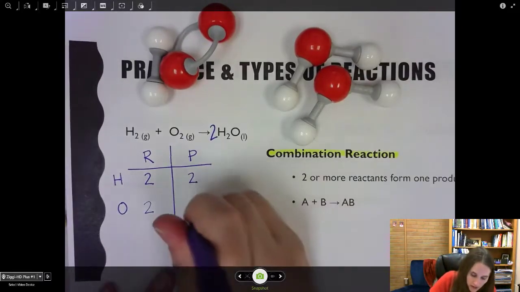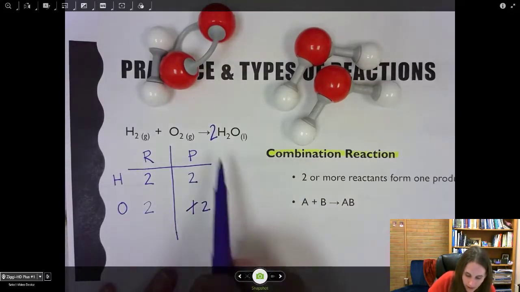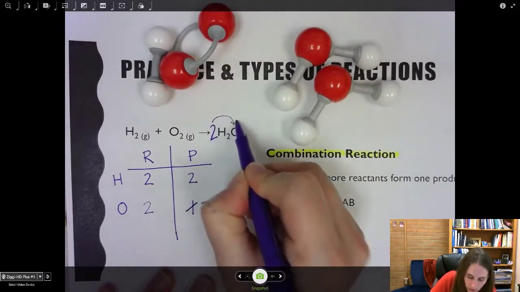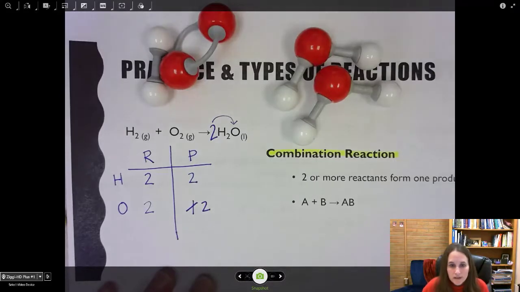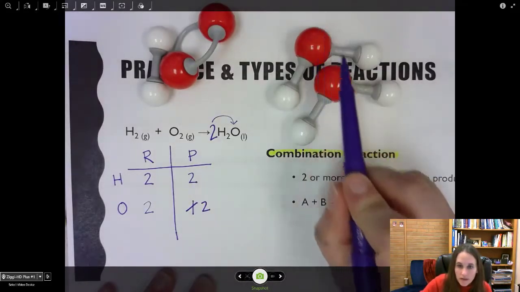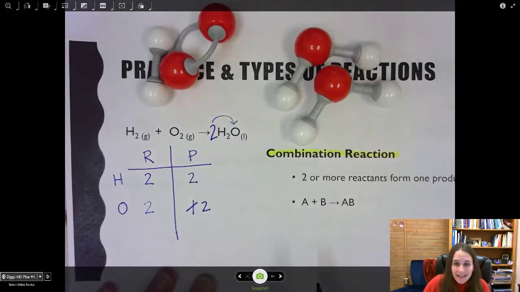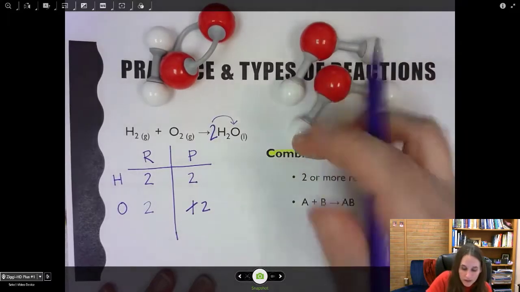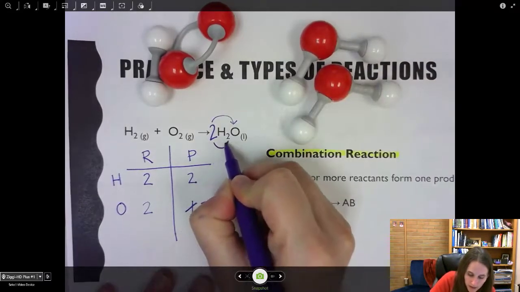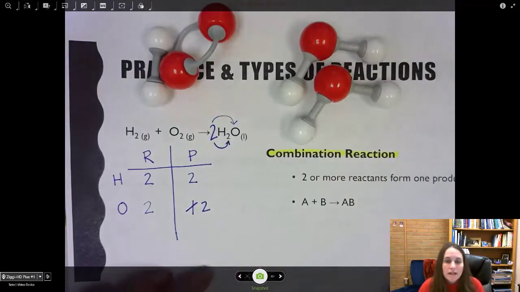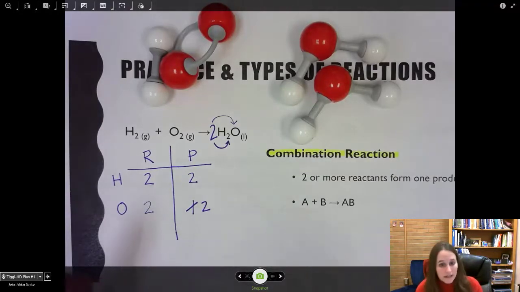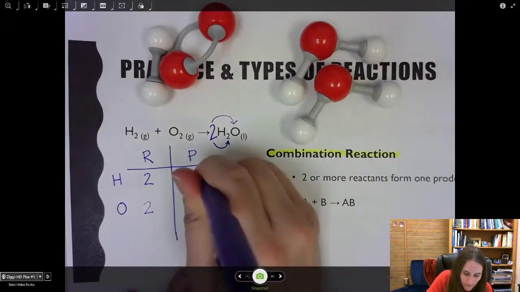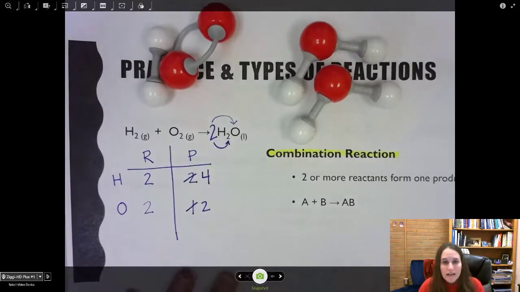So that changes my oxygen now. The coefficient multiplies over to the oxygen, or you could see here in the model, I have 2 oxygens. But look at my model kit, look at my little model products over here. I have 1, 2, 3, 4 hydrogens, and I can see that here as well because that coefficient in front multiplies everything after it. So I now have 4 hydrogens. So I've created a balancing problem for hydrogens.